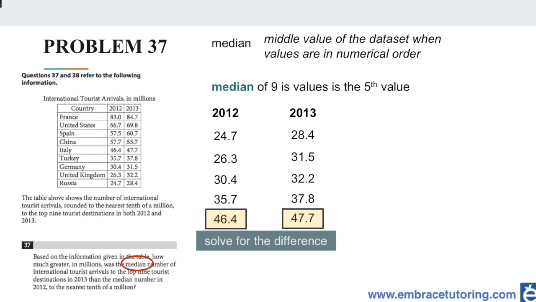I need to take the difference between these two values. And when I do this, I get 47.7 minus 46.4 equals 1.3. I want to quickly pay attention to the fact that the question asks for the nearest tenth of a million. So 1.3 should work, given that these are in millions, and this is the nearest tenth. So 1.3 should be my answer for question number 37.